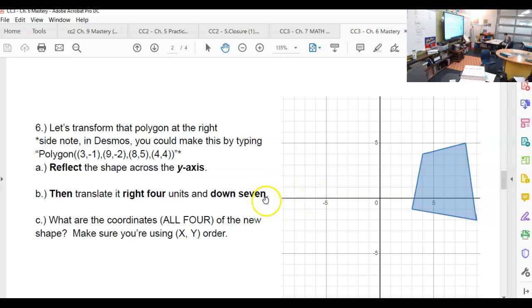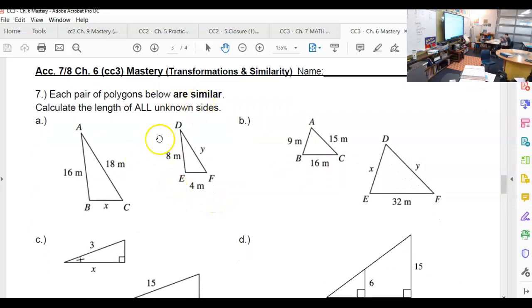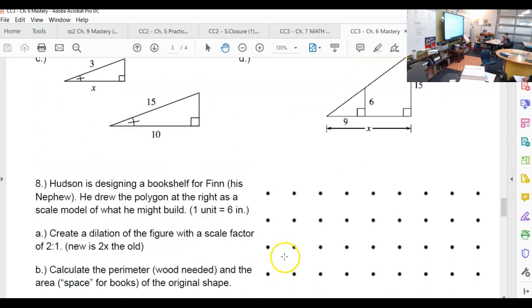This does not go out to 10. This only goes out to 9. Sorry, just do not assume graphs do something. Count, right? This only goes out to 9. Figure out all the missing parts, knowing that the shapes are similar. There's a lot of scale factor work here.